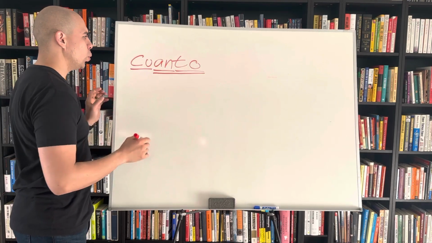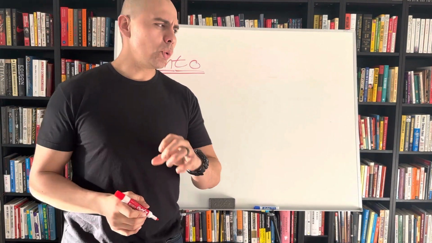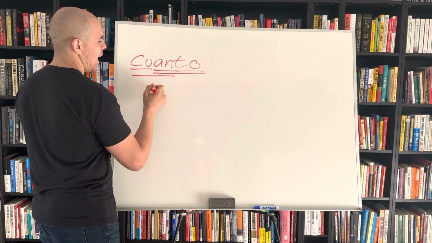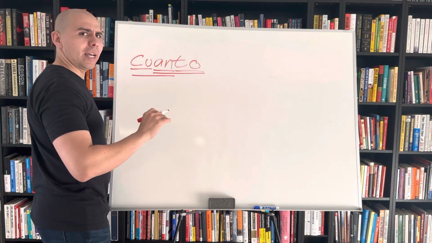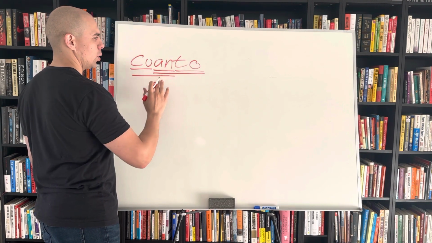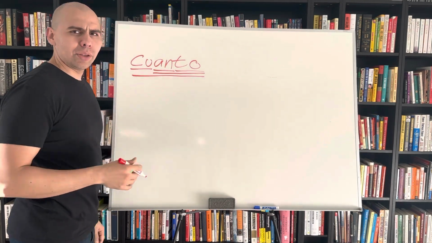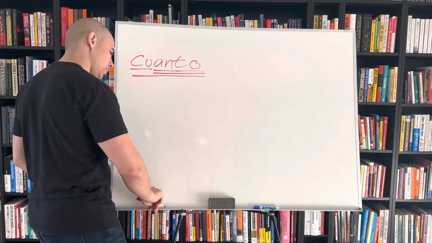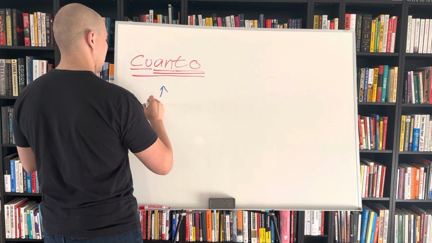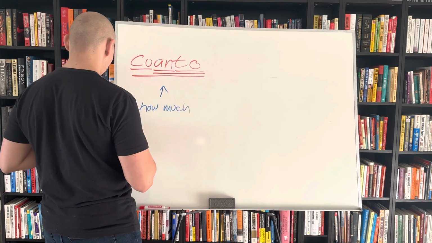This is cu. Nice and closed off. And then these two, cu and an, are going to be said quickly as what? Cuan. And then you just add the to. Cuánto. And this means how much. Cuánto.